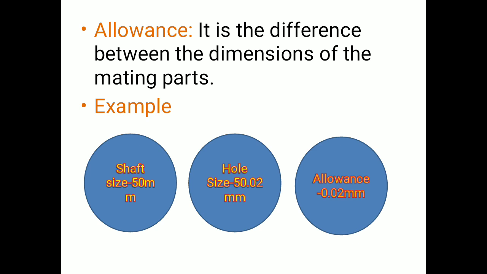For example, we have a shaft of size 50 mm and a hole of size 50.02 mm. So the difference between the size of shaft and hole will be equal to 0.02 mm. This difference between the size of shaft and size of hole which will be assembled, that is equal to 0.02 mm, is termed as allowance.